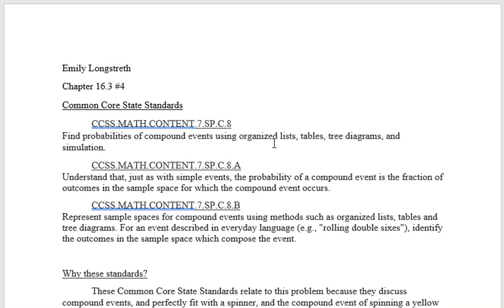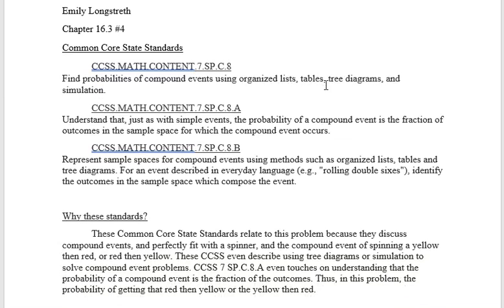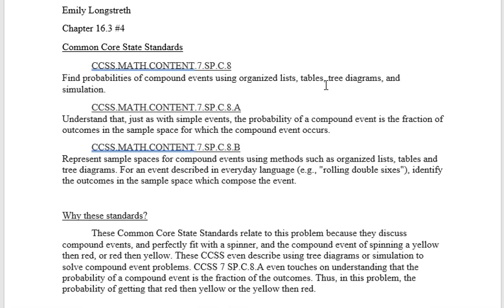Today we have a problem from chapter 16.3, number 4. The Common Core State Standards I have chosen for this problem are Common Core State Standard Math Content 7.SP.C.8, A and B. 8 states: find probabilities of compound events using organized lists, tables, tree diagrams, and simulations.